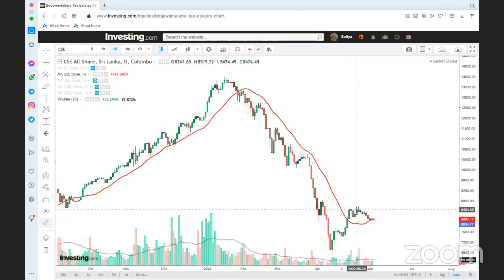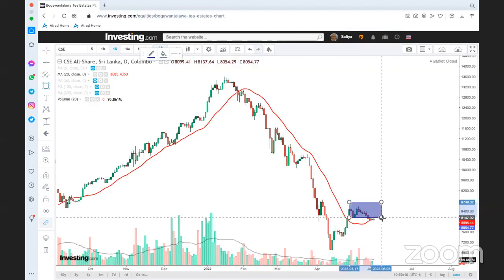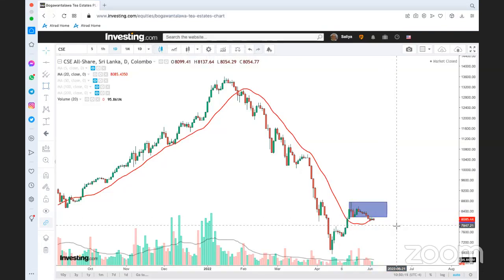Here also the same scenario, due to the fact that the index came down below this level. Obviously this area, if we highlight that area, will be acting as the resistance area, right? This is nothing to do with Fibonacci's or anything. It's just purely on the basis of the highs and the lows, right?